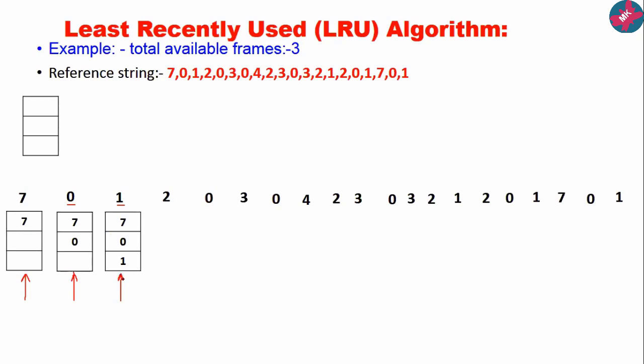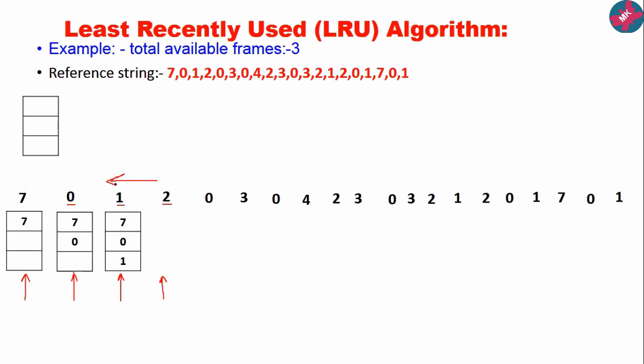Now consider the next page number 2. This is not present in the main memory, is it? So again a page fault will occur, but now the question is that we have to bring this page number 2 into our main memory, so which page needs to be replaced? In FIFO we replaced the oldest page. This LRU logic says, like I have told you, that unlike FIFO you have to look backwards here.